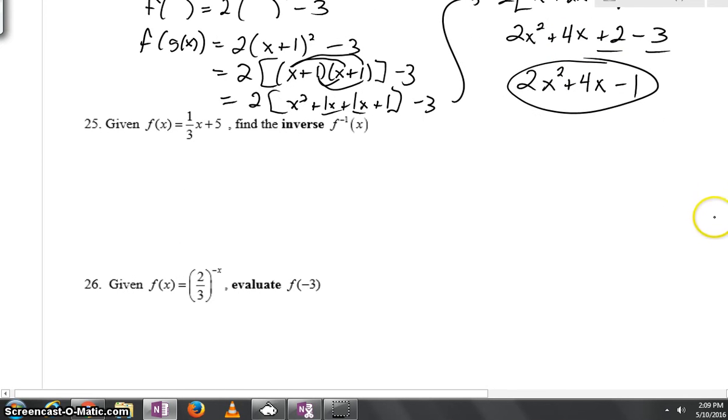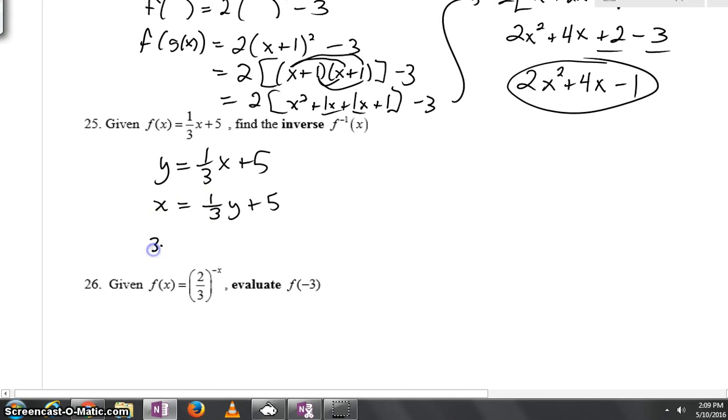As we take a look at number 25, we have f of x is equal to 1/3 x plus 5. That's really y equals 1/3 x plus 5. The inverse, the very first thing you always want to do is to switch x and y. You'll have x is equal to 1/3 y plus 5. And at this point, you know what you really want to do is solve for your y.